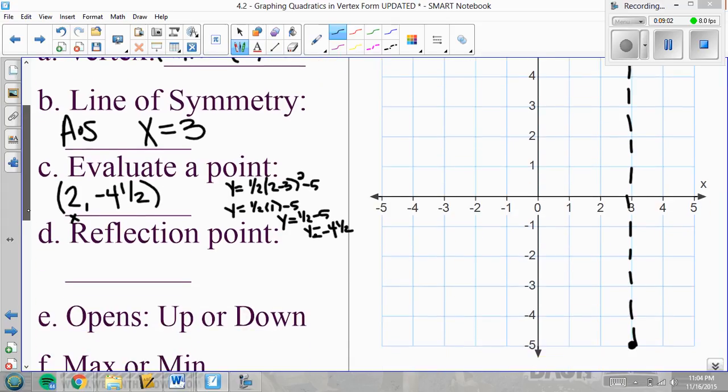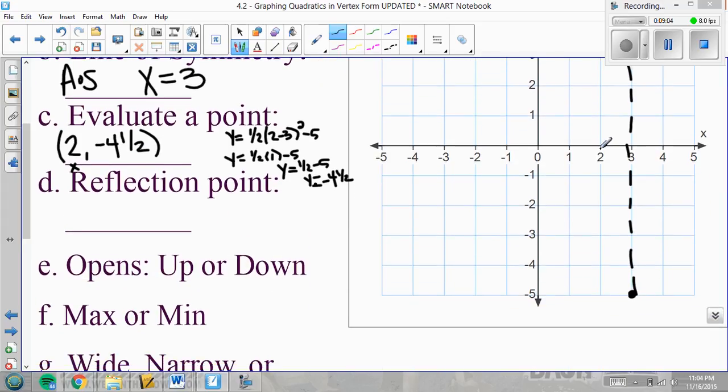So I'm going to plot that. So 2, and then I want to go down to negative 4.5. And if I go left one, remember, just like in standard form, you reflect it. So you're going to flip it over your line of symmetry, and you can draw your parabola.